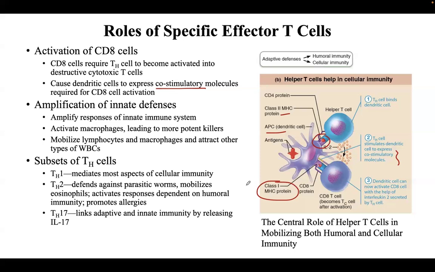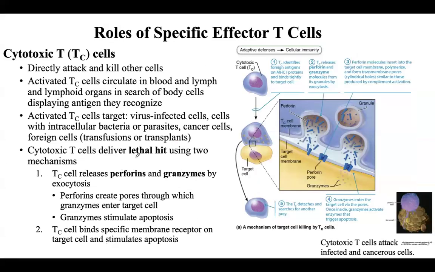Now, after the cytotoxic TC cell is activated, what does it do? We do know that it directly kills the antigen, but how does it do that? It does that with the help of something called the lethal hit, and it uses two separate molecules. It will typically target a virus-infected cell, a bacteria-infected cell, a cancer cell, or a parasite-infected cell. But what is the lethal hit?